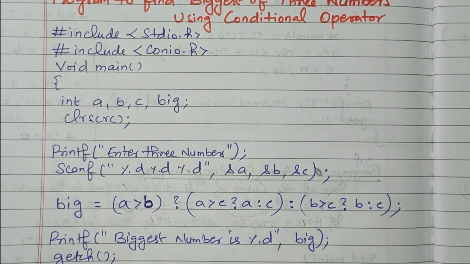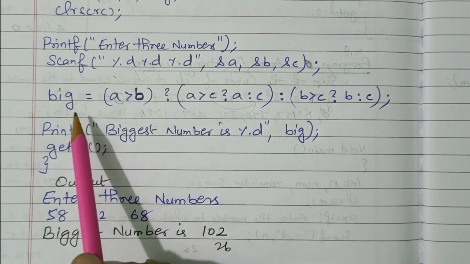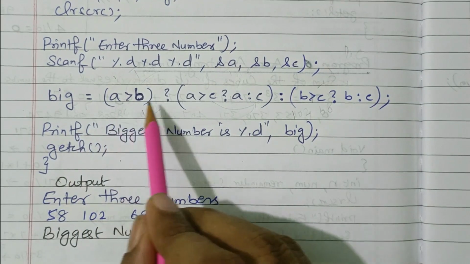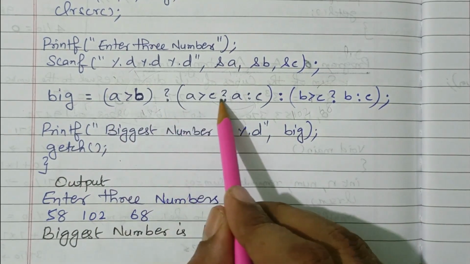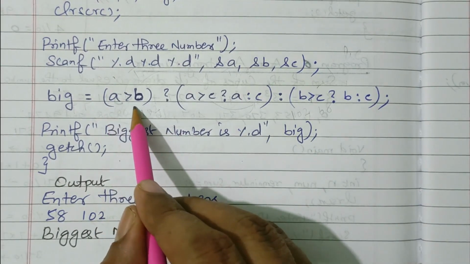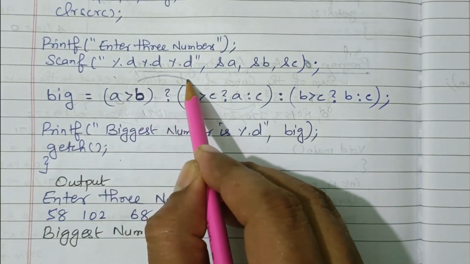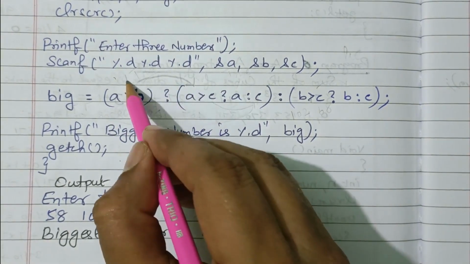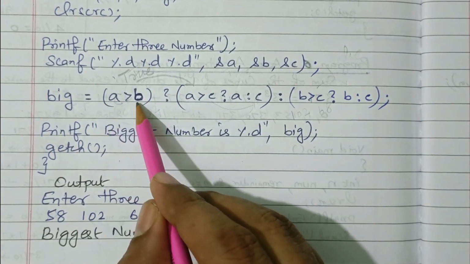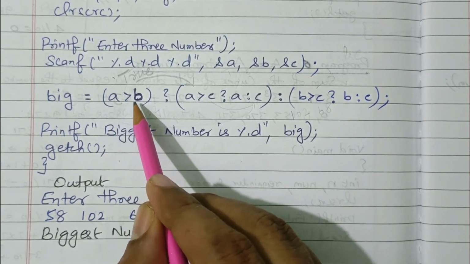So big equals, we check the first condition, a > b, then the question mark. This is for the true statement and this is for the false statement. What is the meaning if a > b is true? True means A is the biggest number so far. So it will go to the true statement, meaning A is bigger than B.